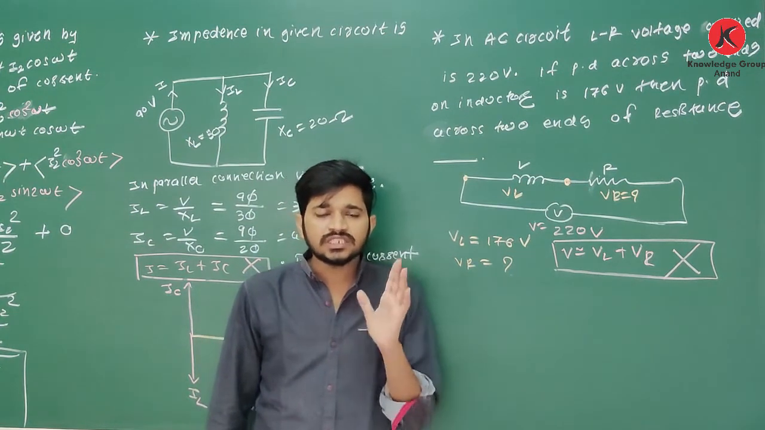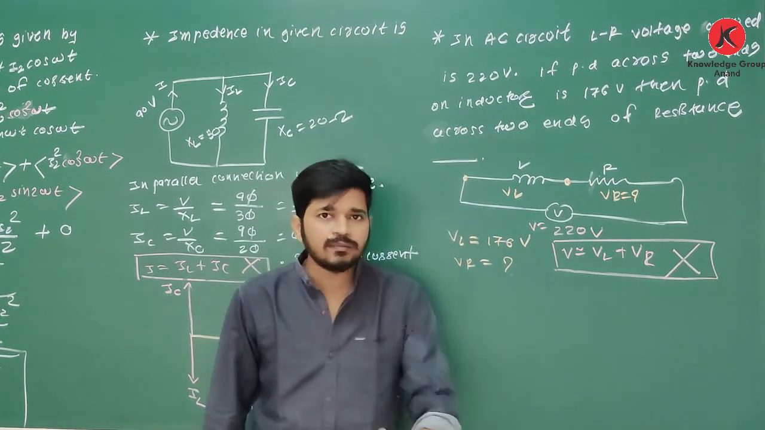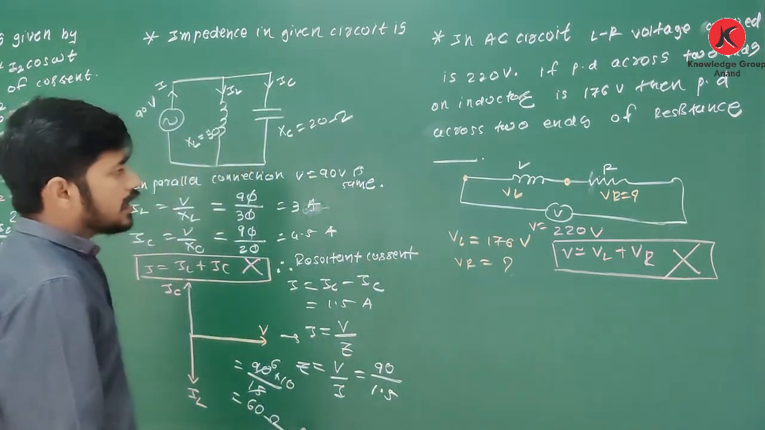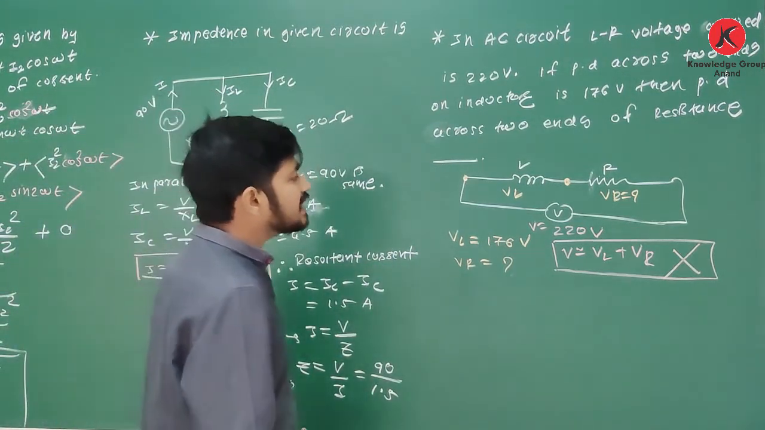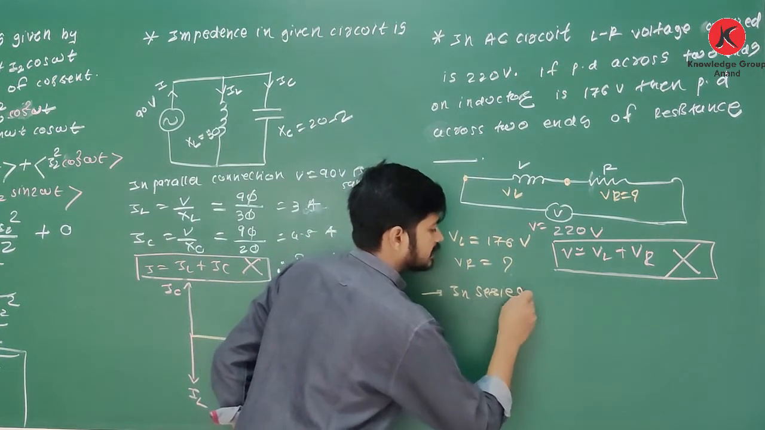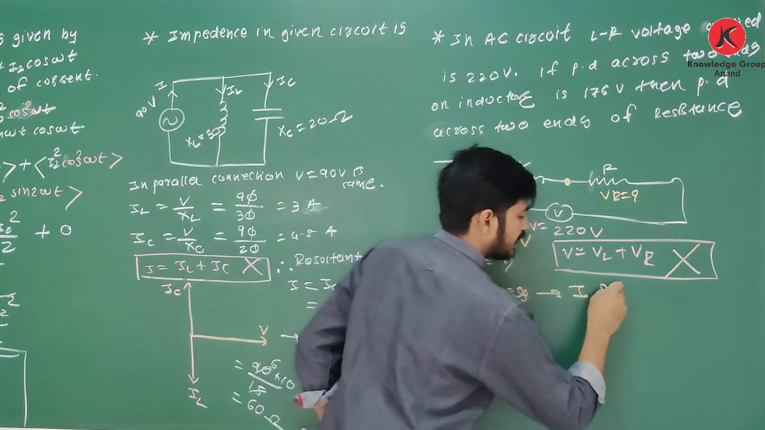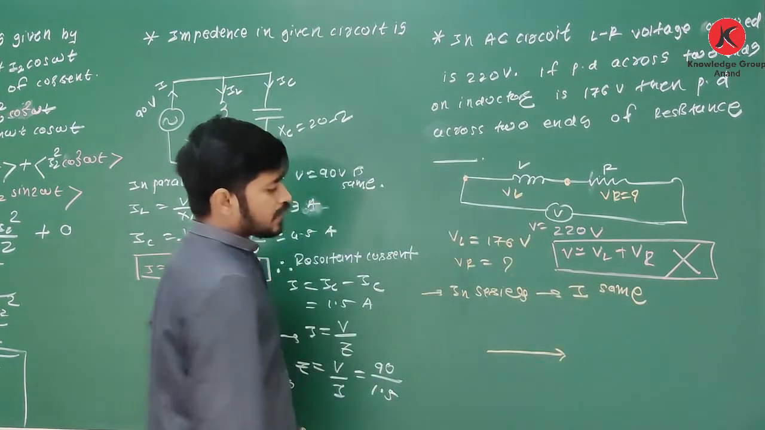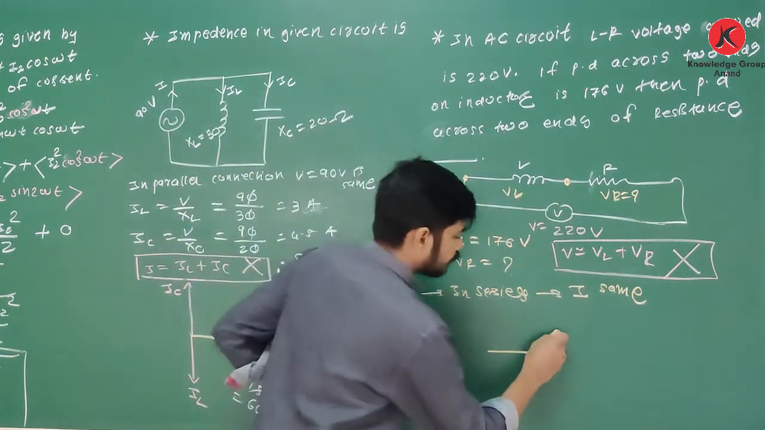You have to consider their phase. Clear about this? Yes, you have to consider their phase. And see, if L and R are in series connection, then in series connection we know that current I is same. So let the phasor of current be in this direction.